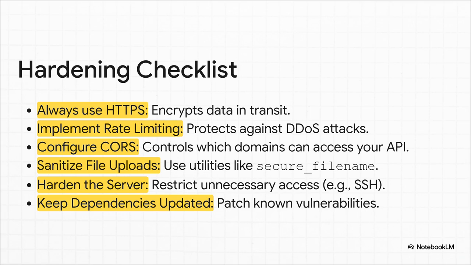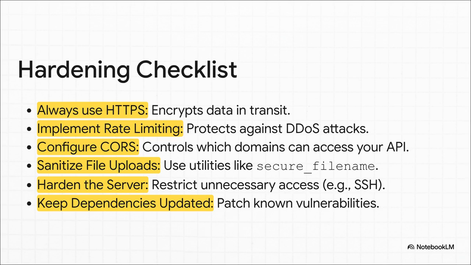So this last layer goes way beyond just your Python code. Here's a quick hardening checklist. First, encrypt all your traffic with HTTPS. That is non-negotiable. Next, protect your app from bots and denial of service attacks with rate limiting. Tightly control which other websites can talk to your API by configuring CORS. If you let users upload files, always clean up the file names with something like Flask's secure_filename utility.